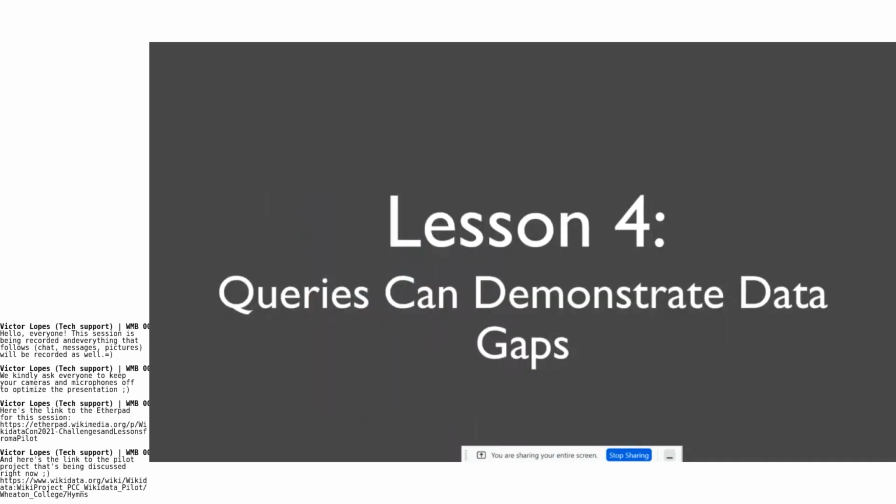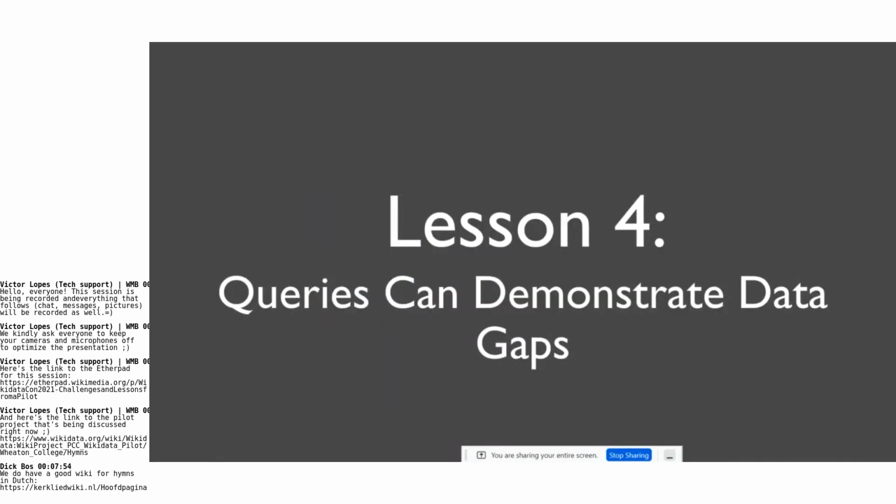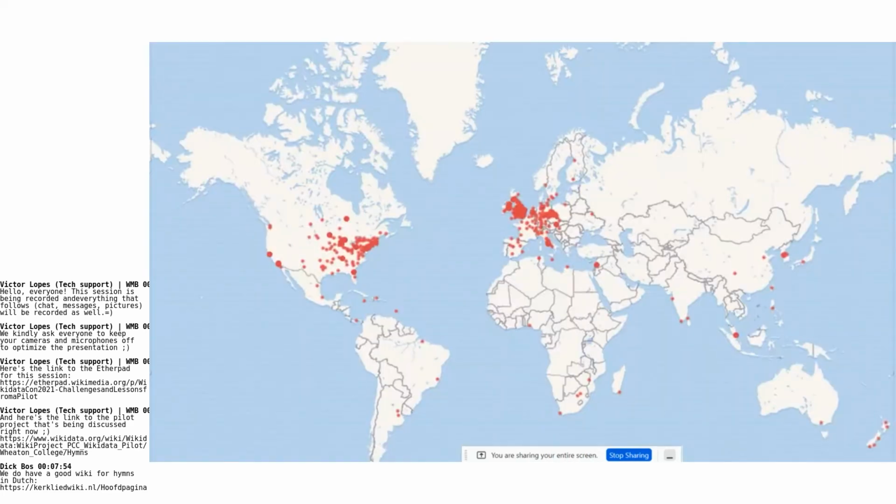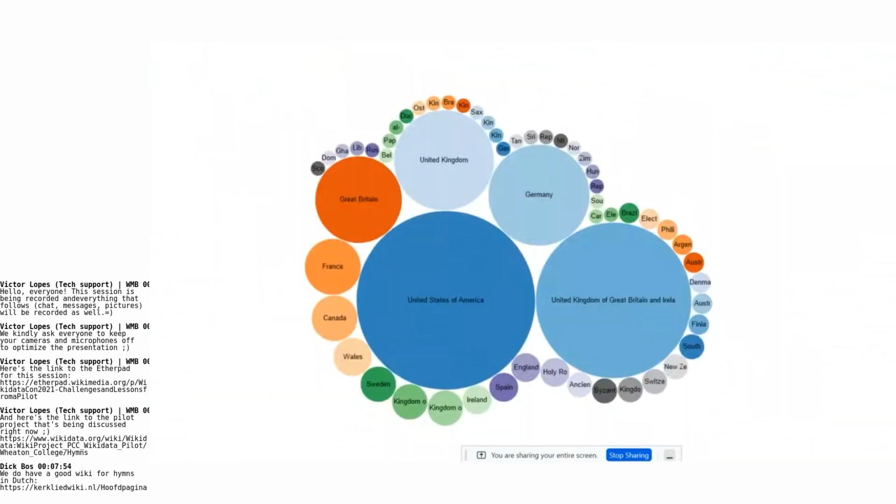Another lesson I learned is that queries can demonstrate data gaps. Thanks to some basic SPARQL queries, which are linked from my project page, I can now see that the majority of the hymn writers and composers in my project were born in the United Kingdom, Western Europe, and the East Coast of the United States. Similarly, nationality of these people is most commonly the United States, the United Kingdom, and Germany.